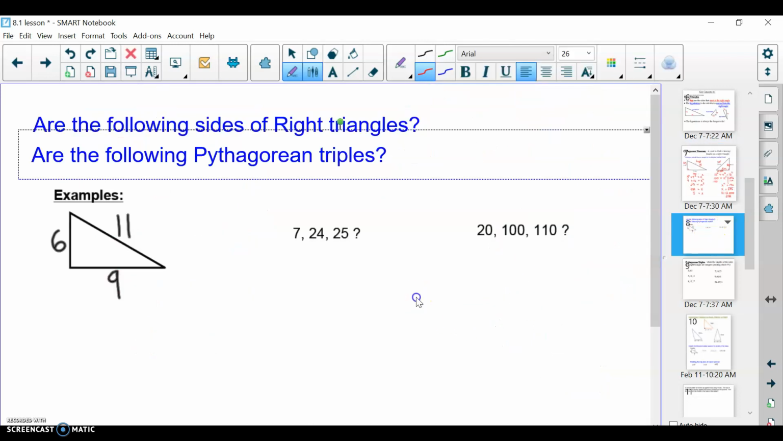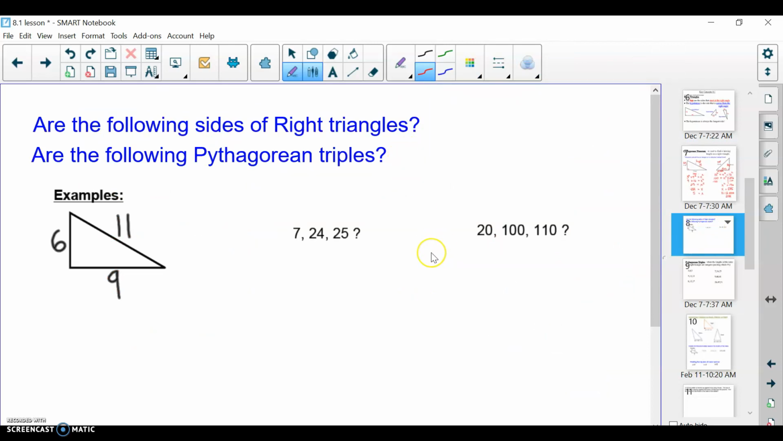Now, the next page here, these are the next two types of questions on your homework, and they mean the same thing. So these two questions basically mean the same thing. And again, it won't let me write. I don't know why. So it says, are the following sides of a right triangle? So let's see, right? So I'm thinking that this would be my right angle, right? So 6 would be a leg, 9 would be the other leg, and 11 would be the hypotenuse, right? So if this is the sides of a right triangle, then this would be equal.